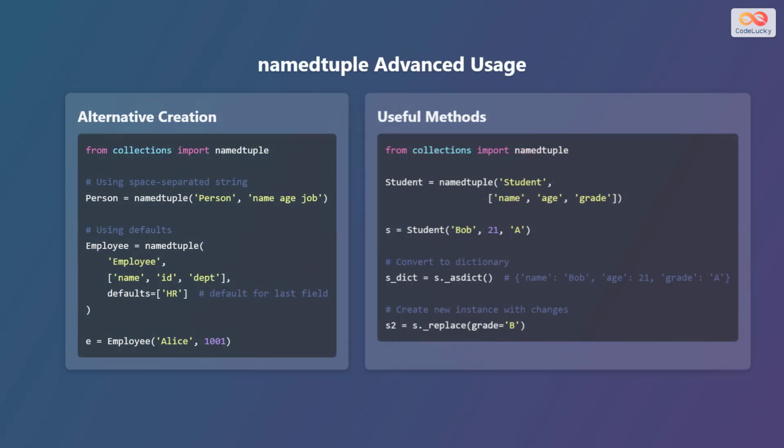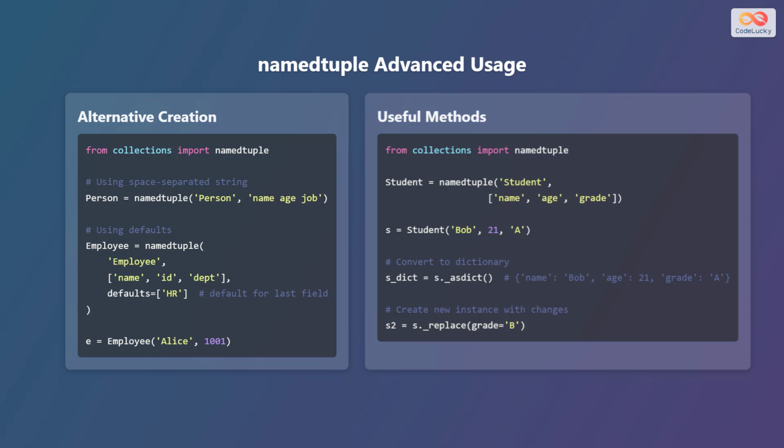Now let's look at some advanced usages of named tuples. You can use space-separated strings. Here we create a Person named tuple with the fields name, age, and job. You can also use defaults. Here we create an Employee named tuple with the fields name, ID, and department, where the default for the last field, department, is HR. Now create an employee Alice with the ID 1001. The department will automatically be assigned as HR.